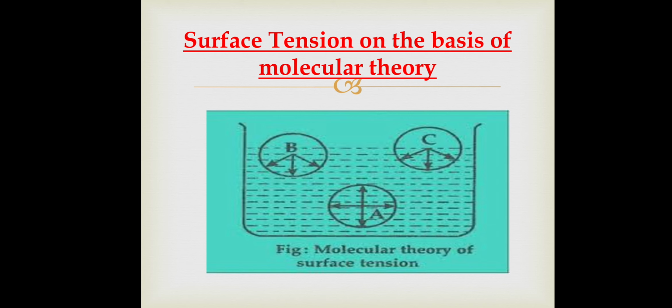Then consider molecule B just below the free surface of the liquid. The maximum part of its sphere of influence is in the liquid and some part is in air. Since the number of molecules of the liquid in the lower half of the sphere is greater than that in the upper half, molecule B experiences a resultant downward force. As the molecule approaches the surface, this downward cohesive force on it increases because the number of molecules in the upper half of the sphere decreases.